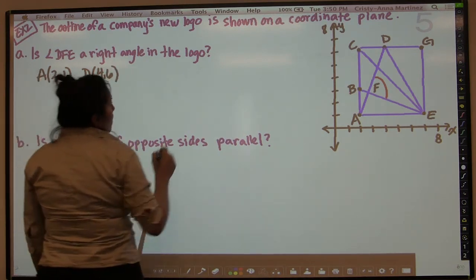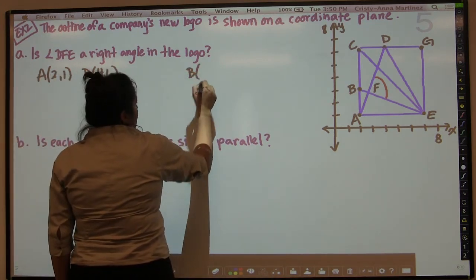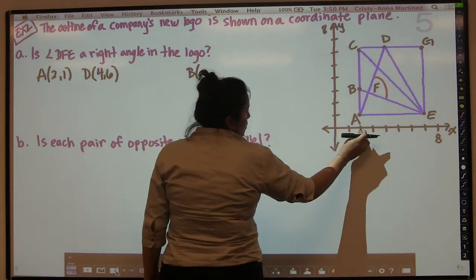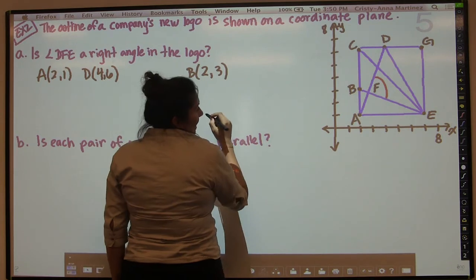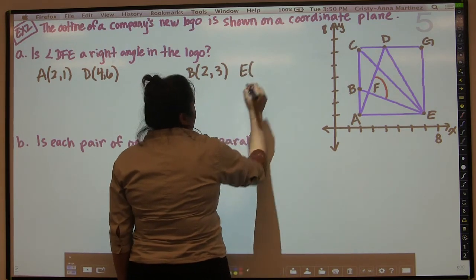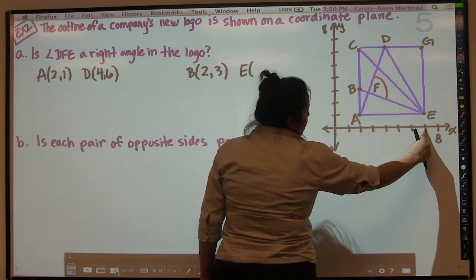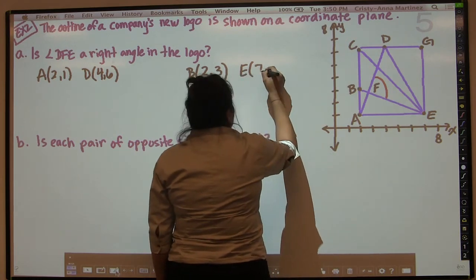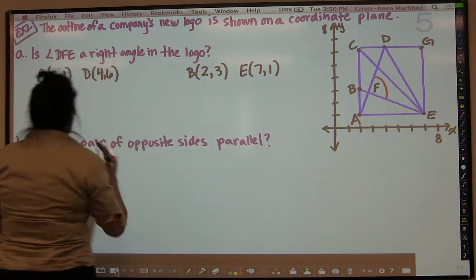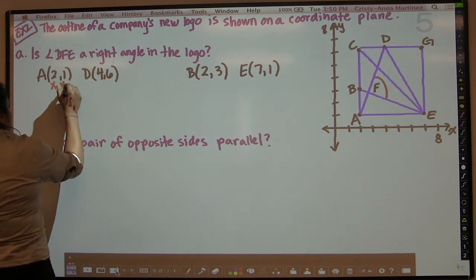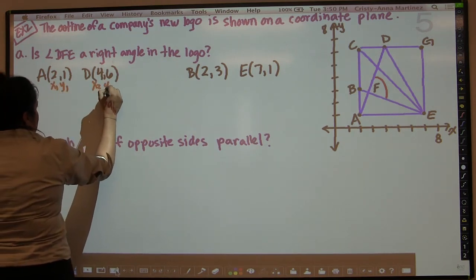And then we're going to go to point B, and B is going to be 1, 2, and then 1, 2, 3. And E is going to be 7, 1. All right? So what I'm going to do is calculate the slope, x1, y1, x2, y2.